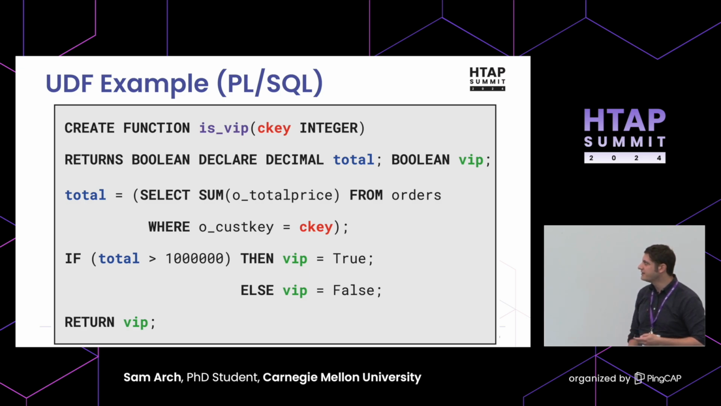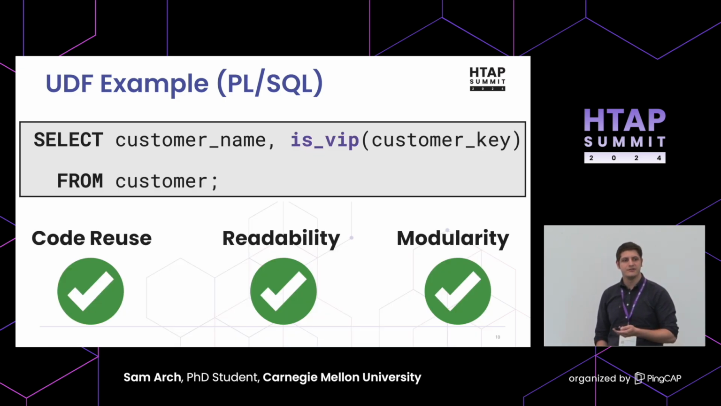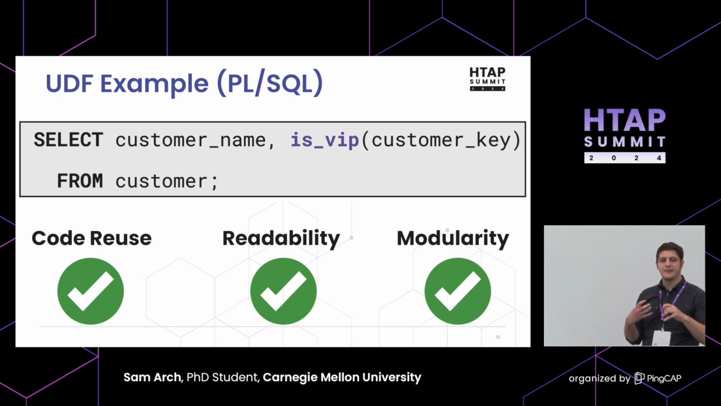So by creating this UDF, what we get is code reuse, because we can invoke this UDF from any of our SQL queries. It's readable, because we're decoupling the UDF logic from the SQL query rather than putting the whole thing in SQL. And it's modular. If we want to create complex SQL queries, we can break it down into small reusable UDFs.